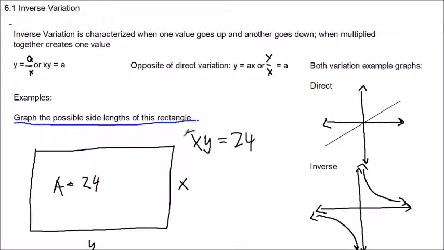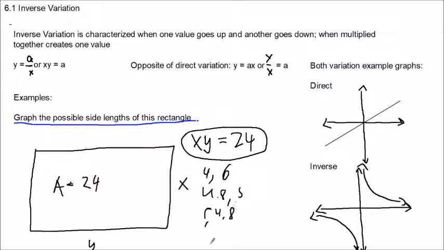This is a graph of the possible side lengths. It can be 4 and 6. It can be 4.8 and 5. It can be 5 and 4.8. It can be square root of 24 and square root of 24. See, it can be a lot of these. That's why we have this type of curve. As one value goes up, another value goes down. If one value is low, then the other value is high.